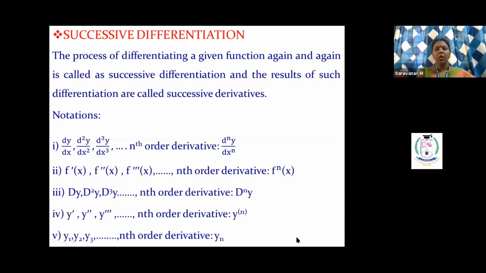So what will be the nth order? D power n y. Okay, and even if y is given, there is no need to always write dy by dx. We can also express it as y dash, y double dash, as we have mentioned f dash, f double dash. Okay, y dash, y double dash, and so on. So what is the nth order derivative then? Y power n. Okay, the nth order derivative is y power n.